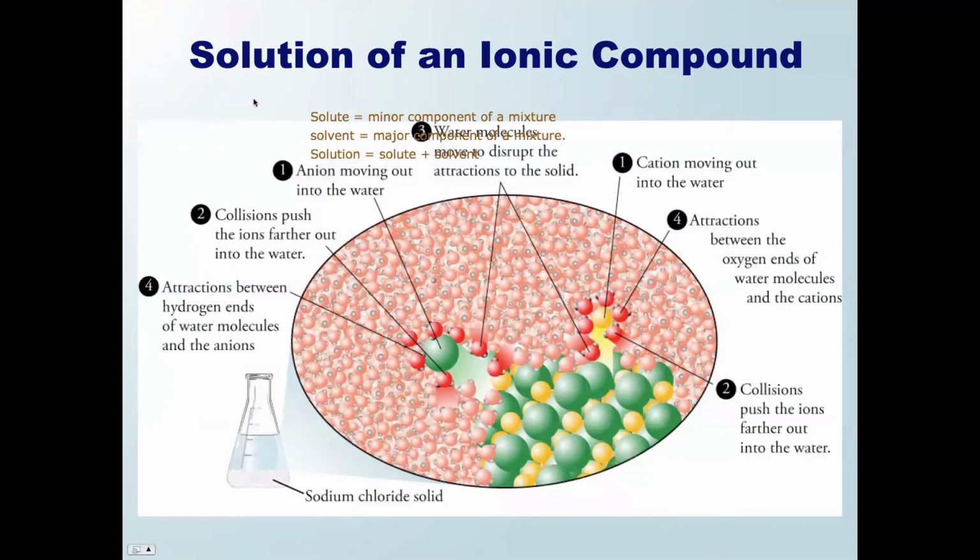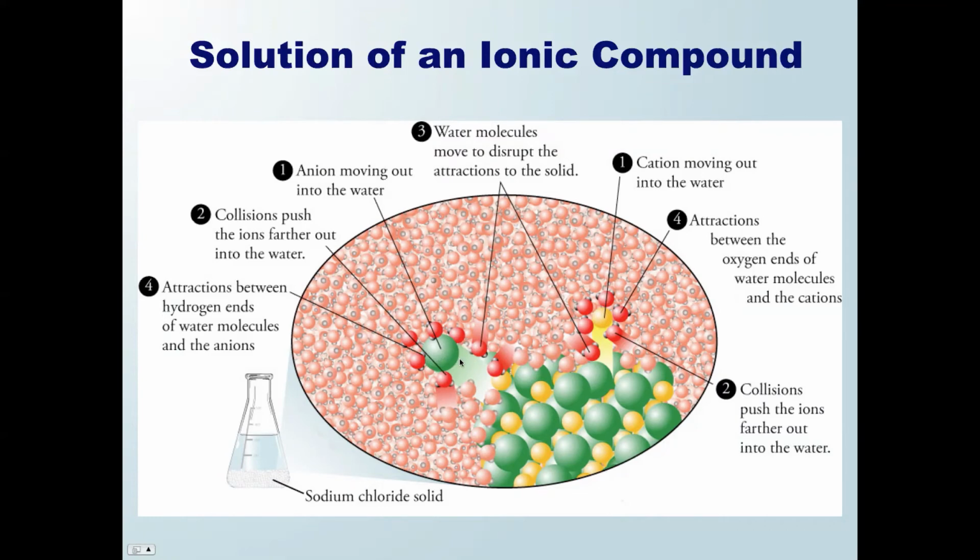Let me erase my text. Okay. So this is showing a salt crystal microscopically dissolving into water. And so the salt crystal is a combination of chloride ions as green and sodium ions as yellow. And as it dissolves, the ions leave the solid crystal and they get surrounded by the water.